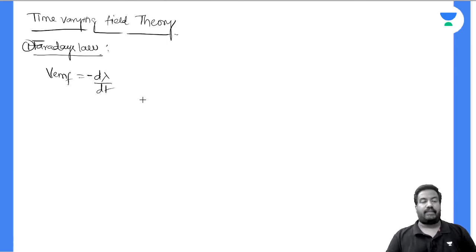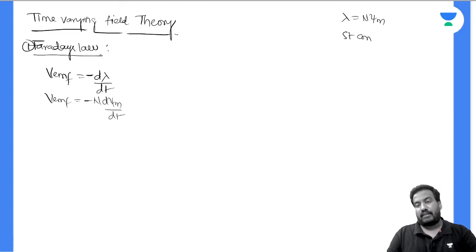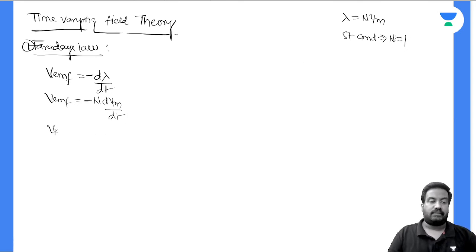Later on, Professor Heinrich Friedrich Emil Lenz said that the induced EMF will always oppose the flux produced rate, and they have kept a negative sign here. Given a negative sign here, where flux linkage lambda is n times psi m, VEMF is equal to minus n times d psi m by dt. For a straight conductor, n is 1. VEMF is equal to minus d psi m by dt.